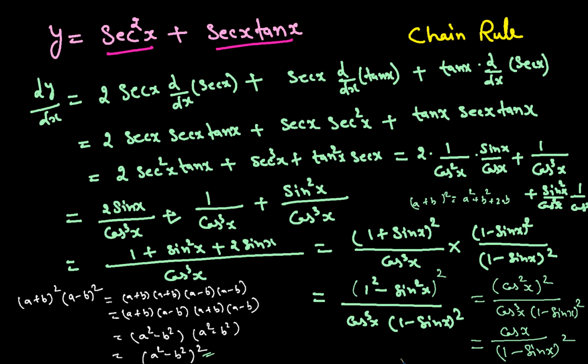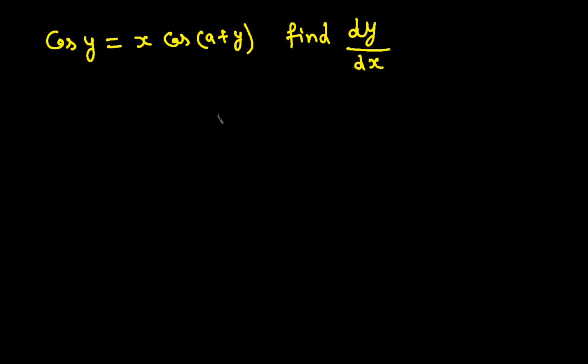Okay, let's do one more, and that's the last one. So if you look at this carefully, this one looks like cos y is equal to x into cos of a plus y, and they ask us to find dy over dx, but we do not have a separate, single y here anywhere. So we're gonna play a trick over here. We're gonna write it in terms of x.